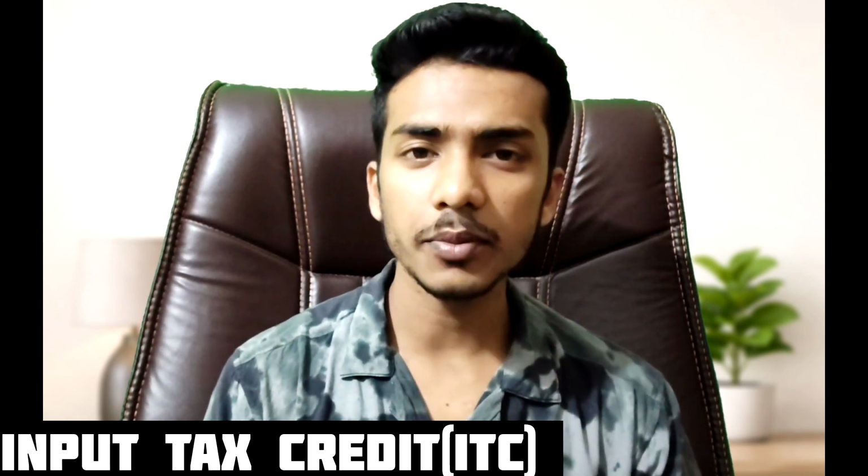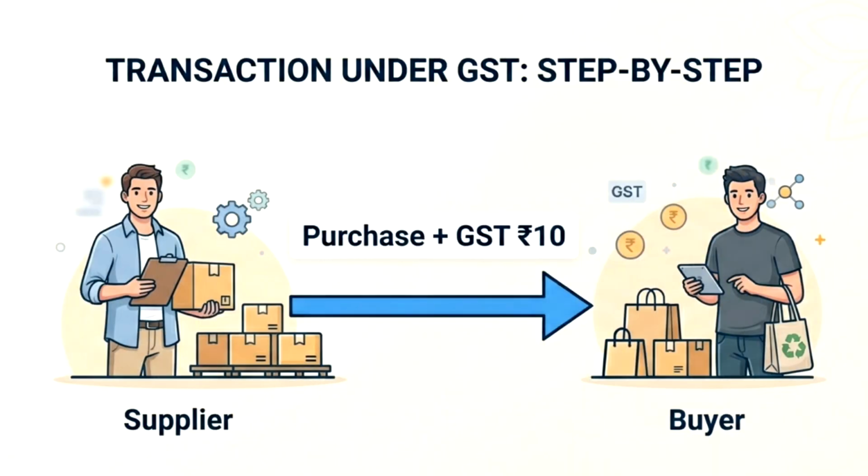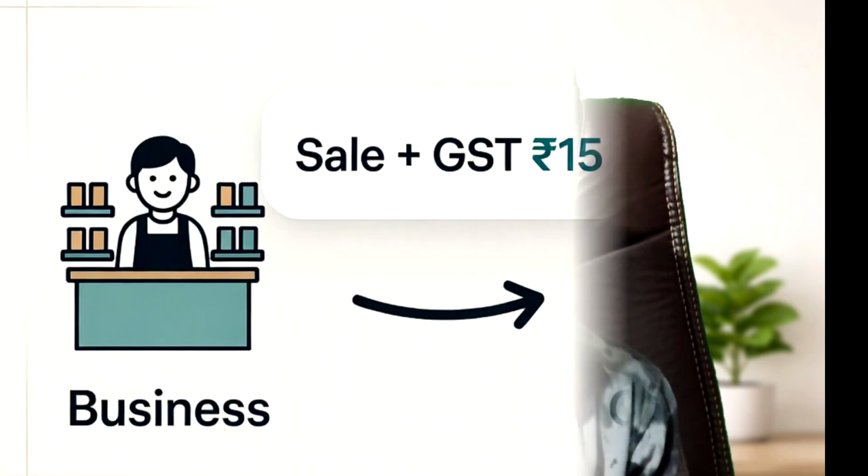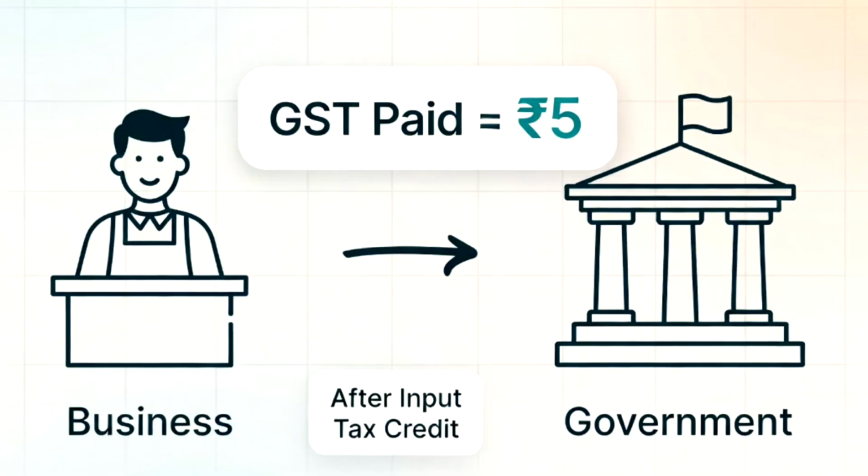Now let's talk about one of the important concepts of GST, that is ITC, Input Tax Credit. Input tax credit means the tax that you pay on purchases can be reduced from the tax you collect on sales. I know you didn't understand. Let me show you with an example. Suppose you purchase goods and pay rupees 10 as GST, and now you sell those goods to a customer and collect rupees 15 as GST. In this case, you don't need to pay the entire 15 rupees to the government. Instead, you can claim that 10 rupees has already been paid, and so finally you are going to pay 5 rupees to the government. So this process is called ITC.